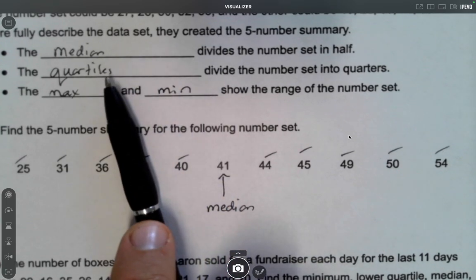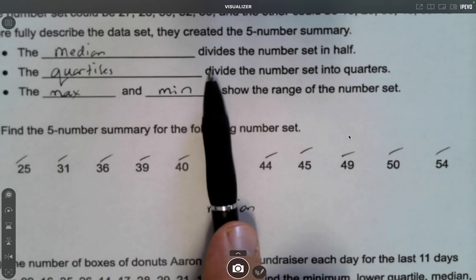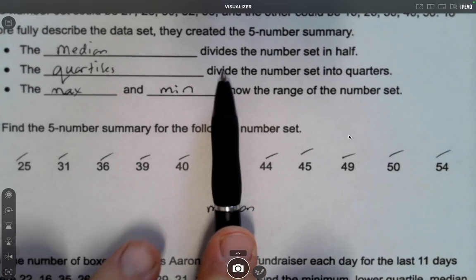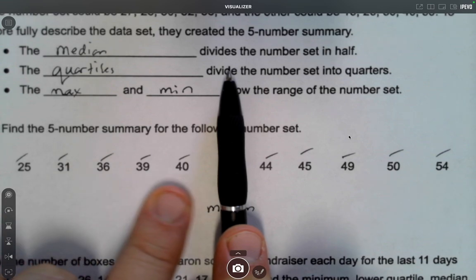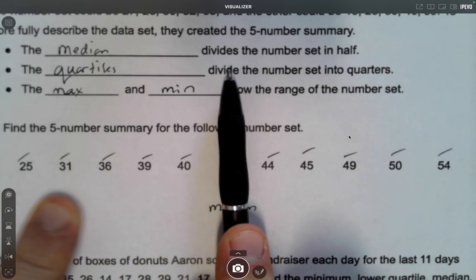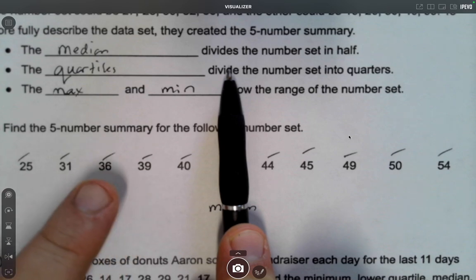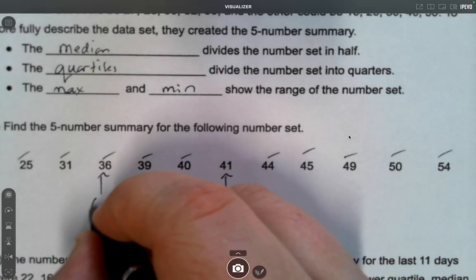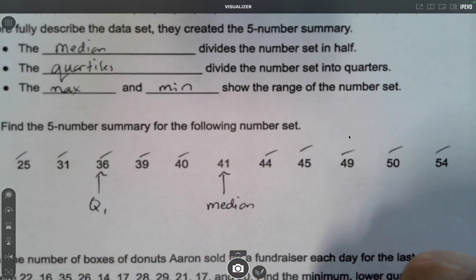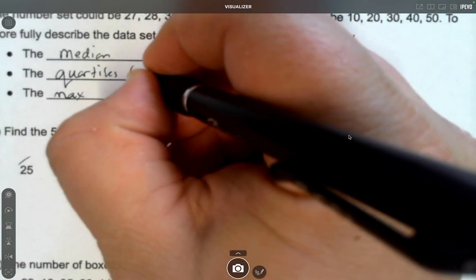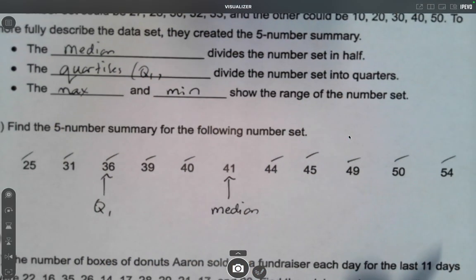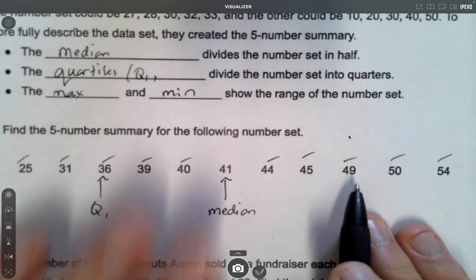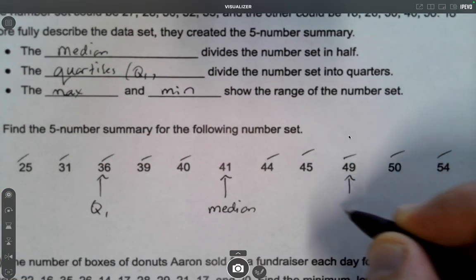This is where the quartiles come in. So we cover up that number. I'm doing it on purpose. We cover up that number, and we look and we say, okay, if I look just at these 5 numbers, what is in the middle in order of these 5 numbers? Well, that'd be the 36. So that is the first quartile, which we just call Q1. So Q1 means the first quartile. Then we ignore the median and look at these 5 over here. 49 is in the middle. That's the third quartile, or Q3.